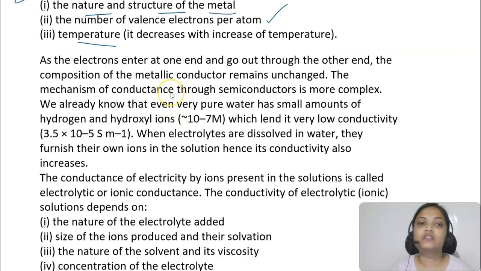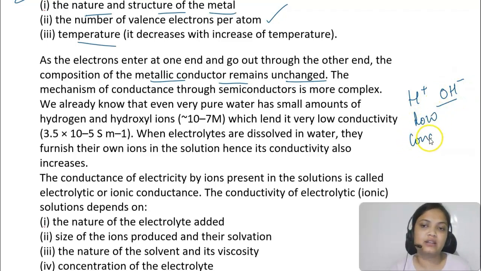As the electrons enter at one end and go out at the other end, the composition of the metallic conductor remains unchanged. So another important difference is that there will not be any change in the composition of the metallic conductor. Now, if I talk about water, it has a very small amount of hydrogen ions and hydroxyl ions, so water has very low conductivity. Water can conduct electricity, but that must be your tap water or something.